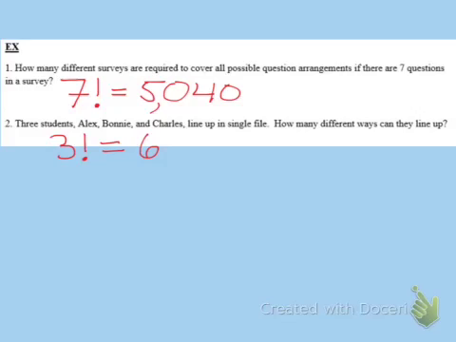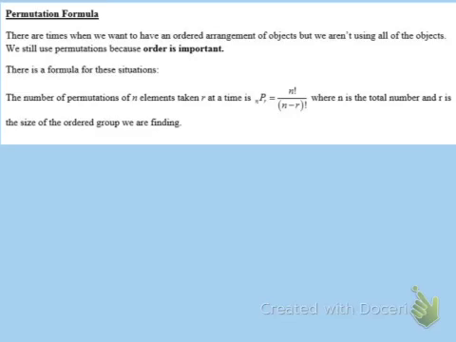But not all permutations are like this. So far, in these 2 examples, we've used every object. But sometimes permutations don't use every object, and that's where this formula comes into play. This permutation formula still is used when we are ordering an arrangement of objects, but we use it when we aren't using all of our objects.